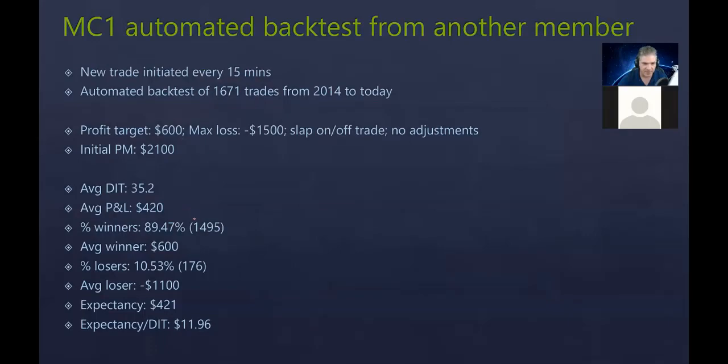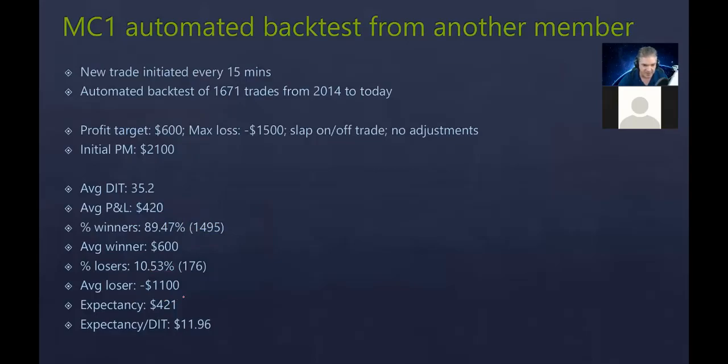The interesting one to me is this one here: expectancy of $421 per trade. If you look at things like average P&L, it's 420. What's the average loser here? It's minus 1,100. You might say the average winner is 600 and the average loser is bigger, but notice that the win rate is 89.47%. That's 1,495 trades out of the 1,671 that were profitable. So in other words, the expectancy takes care of that.